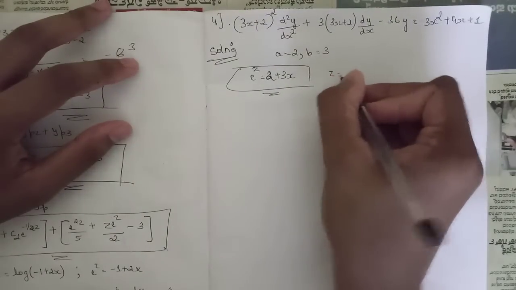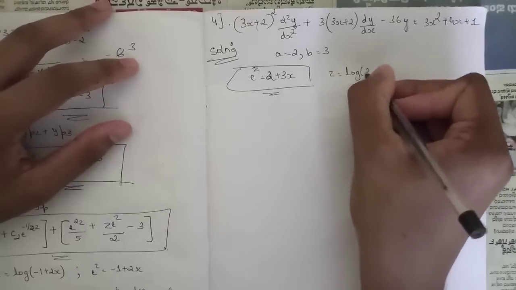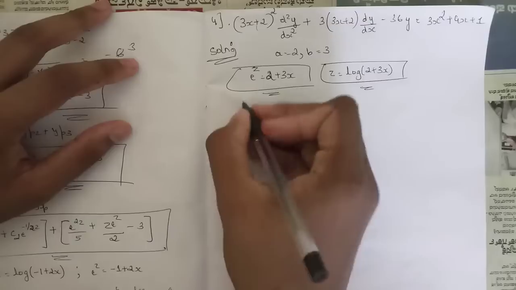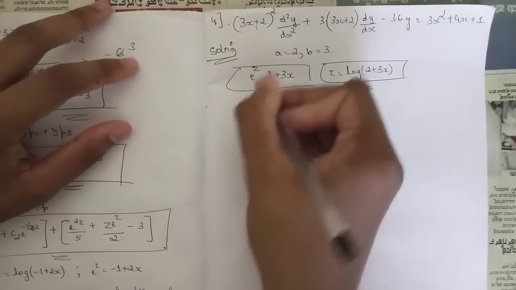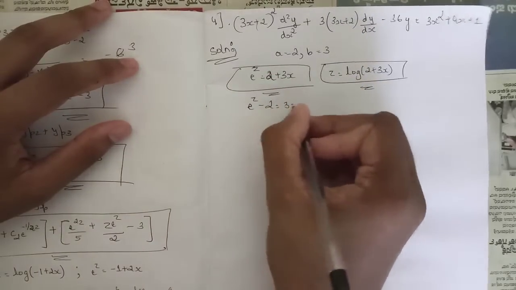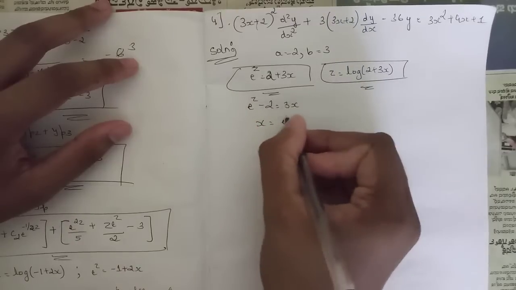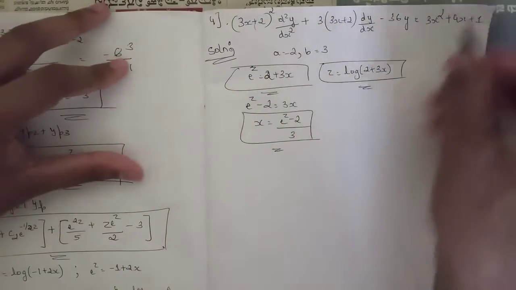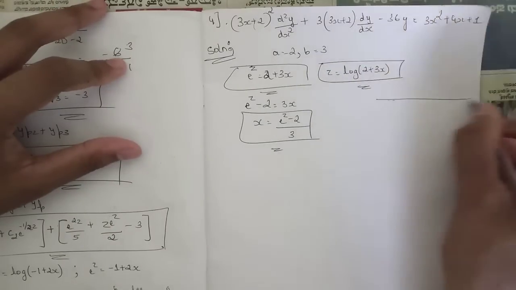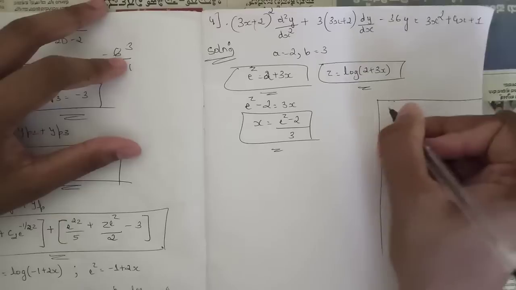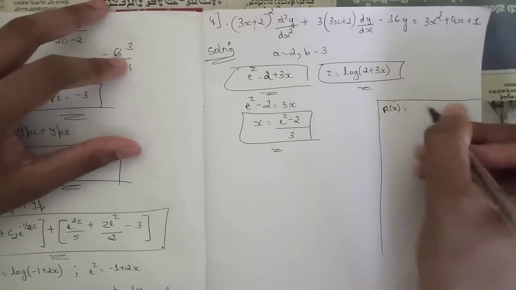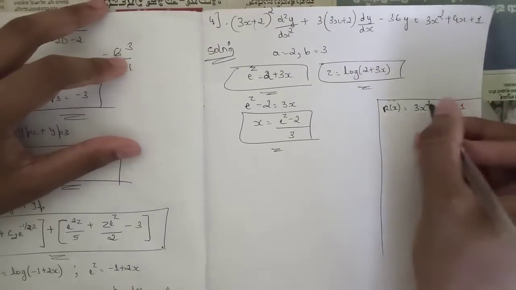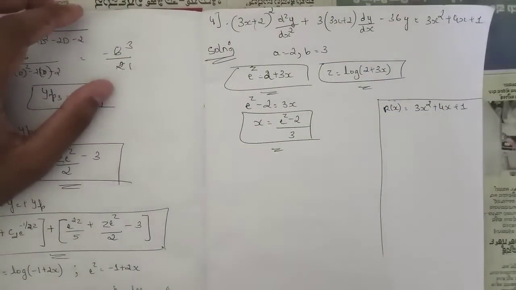Also we can write z is equal to log of 2 plus 3x. Okay, so now in order to find the value of x, bring this 2 to one side: e power z minus 2 is equal to 3x, so we get our x as e power z minus 2 by 3. So now substitute the value in the place of r of z here, so we have our r of x as 3x square plus 4x plus 1, where for the value of x we need to substitute this value again.